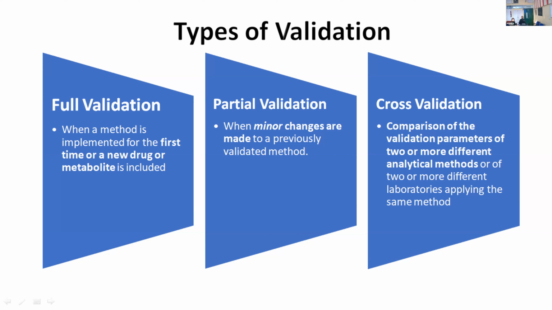If some minor changes are to be made in a pre-validated method, for example, you have changed a protein precipitation procedure for a drug, or you have changed any detector system for a drug, then we can have a partial validation in that case. Then cross validation: if your samples are to be analyzed in two biological labs, in that case we need comparison of the validation parameters between the two labs. So there are some parameters which need to be assessed before conducting an inter-lab detection.